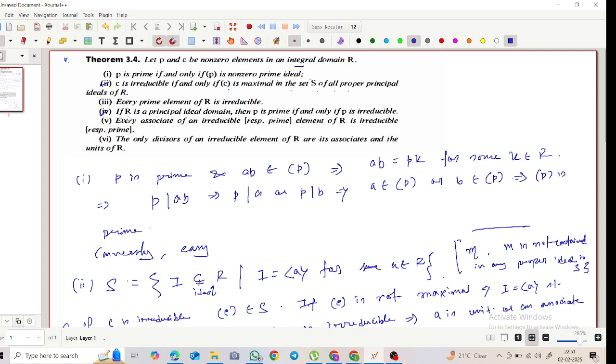Now 4. If R is a principal ideal domain, then P is prime if and only if P is irreducible. This is direct, na? From 1 to 3, this is direct because in a principal ideal domain, every ideal is generated by a single element. So 4 follows from 1, 2, and 3.